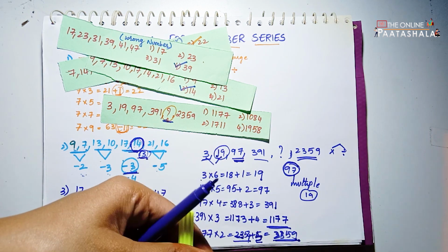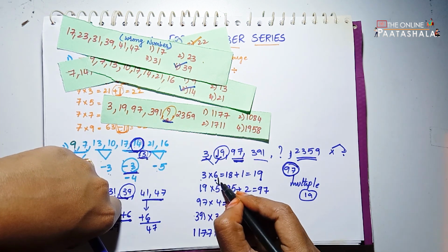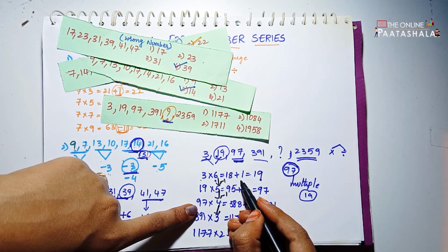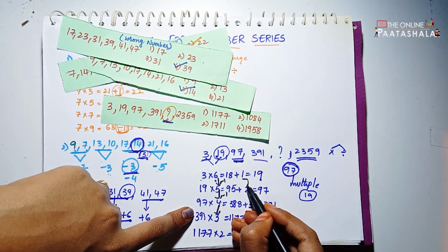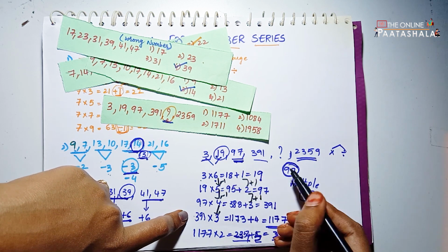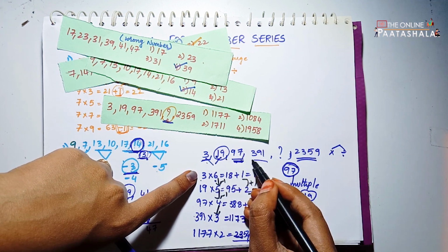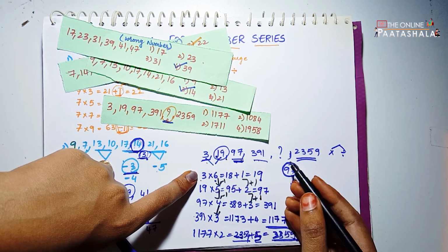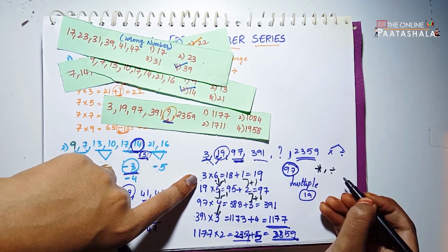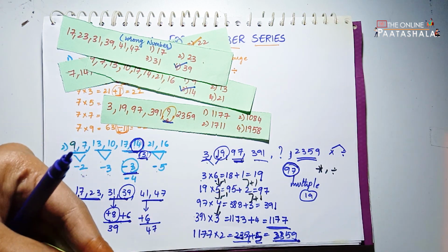Here how have you added the rule? The multiplier is decreased by 1 each time, but whenever we are doing addition, the number added increases by 1. What is the trick? Here the difference is getting larger, so we will probably be using multiplication or else division. These are a few models of number series.